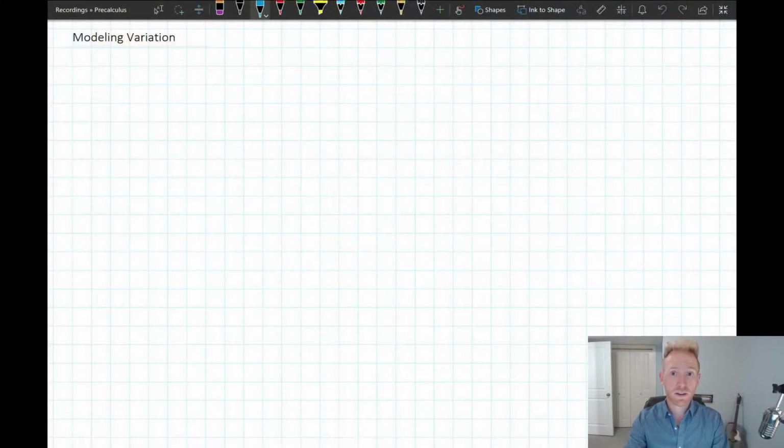That's what we mean by variation of the variables. We have one variable influencing another through some sort of relationship. Now, there's a couple different ways that we could express those relationships and then turn them into mathematical models. So let's start off with a direct model, a direct variation.